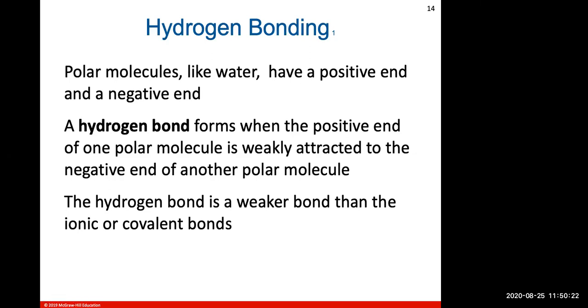You'll find hydrogen bonds between the base pairs in your DNA molecules, which make them really easy to separate for DNA replication that we'll talk about later. So let's see if we have a picture of this.